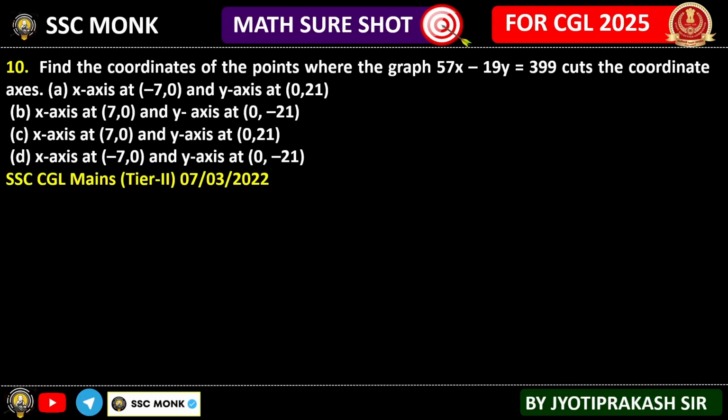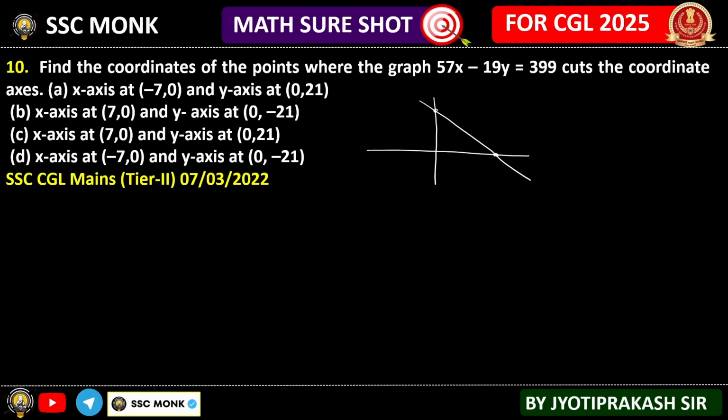Next, find the coordinates of the points where the graph 57x minus 19y is equal to 399 cuts the coordinate axis. Now, what does this mean? Let's say this is the graph and this is another line, okay? So this means this line is intersecting the x-axis at this point and the y-axis at this point. What are these coordinates? This is what it is asking about, right?